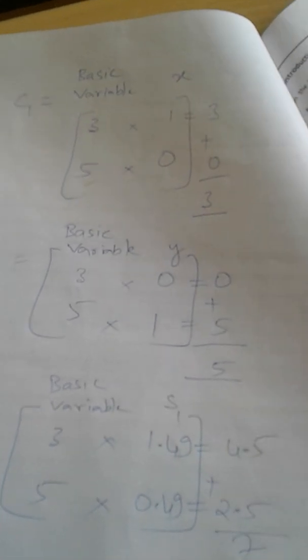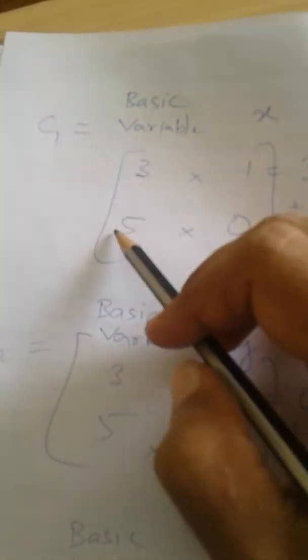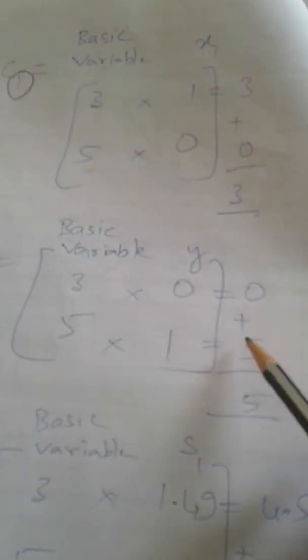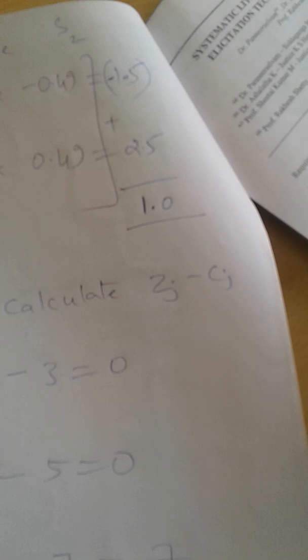Okay, now going ahead, we have to do the same calculation once again. We have to calculate C, in this case basic variable C1 I am going to calculate. So I am going to consider x and basic variable, multiply these two, and the answer will be 3. For C2, basic variable and y will be considered, multiply these two and we will get 5. C3 will be 7 and the last value, C4, is 1.